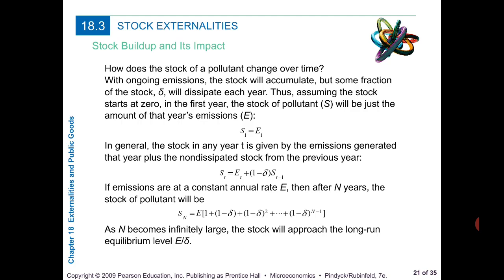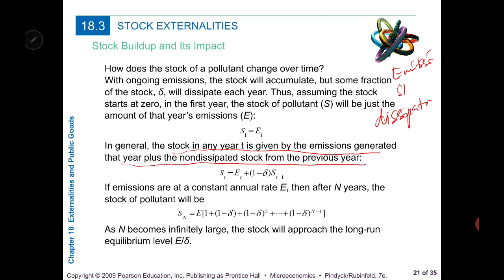Now let's come back to the example of GHG. Any stock in any year is given by the emissions generated that year plus the non-dissipated stock from the previous year. With emission, you must also consider the dissipation rate. So there's emission, and then it becomes stock, but at the same time, the GHG also disappears. The simplest word is that it dissipates. But dissipation is very, very small. The rate of dissipation is very small compared to the rate of emission, but we still take into account both.